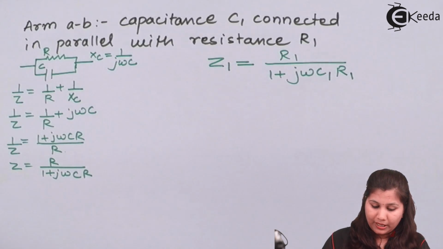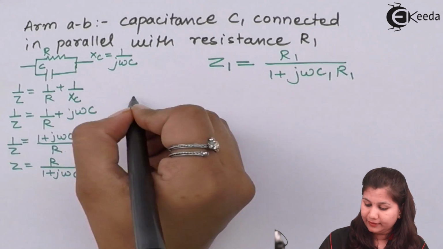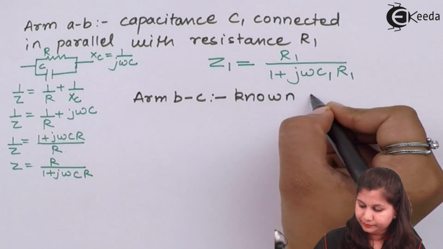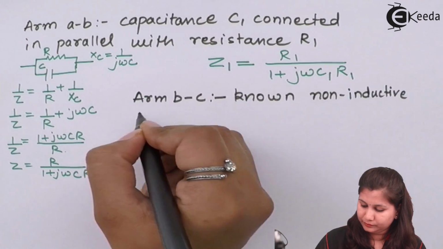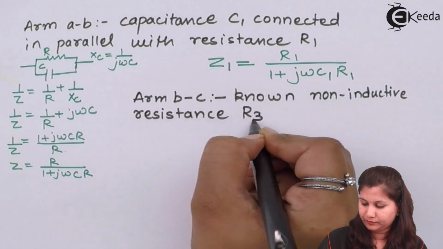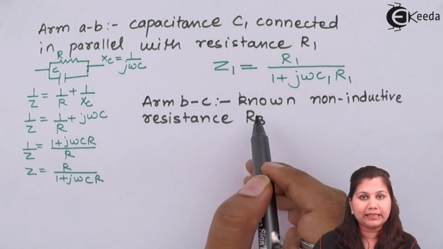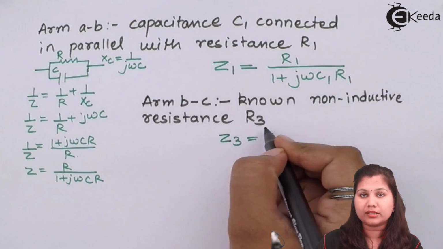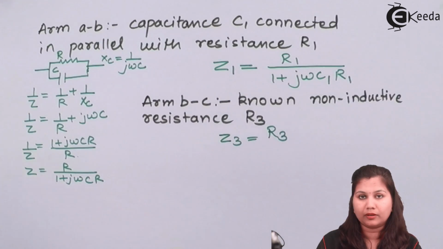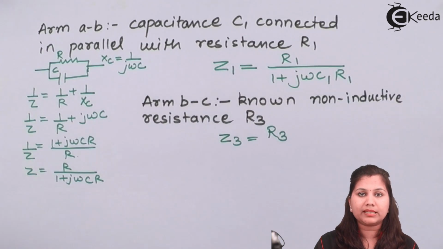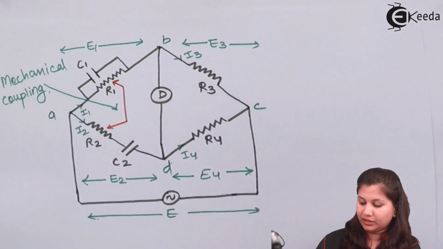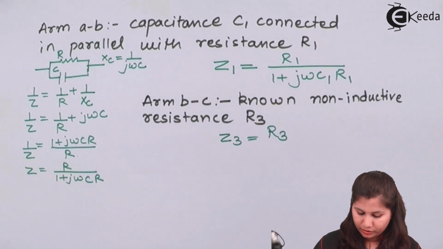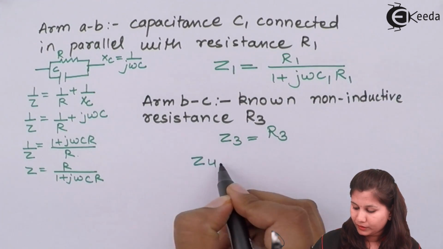Next we have the arm BC. So the impedance Z3 will be equal to the resistance R3 only. Next we have the arm CD. In the arm CD we again have the known non-inductive resistance R4. So Z4 will be equal to R4.